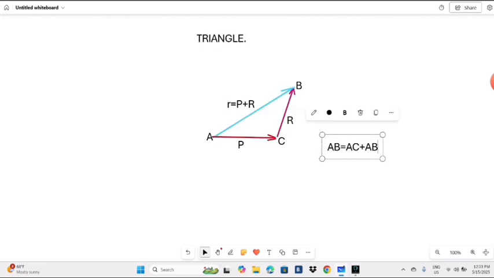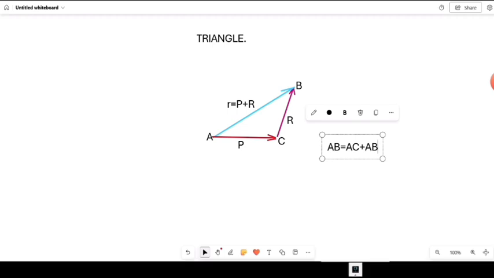I'm going to show you guys how we calculate a resultant of a triangle. In this case, the resultant is the one with the blue arrow. If we want that side, it means that we are going to add the two sides, the side AC and BC. It means that our resultant in this situation is equal to force P plus force R. That's how we find a resultant of a triangle.